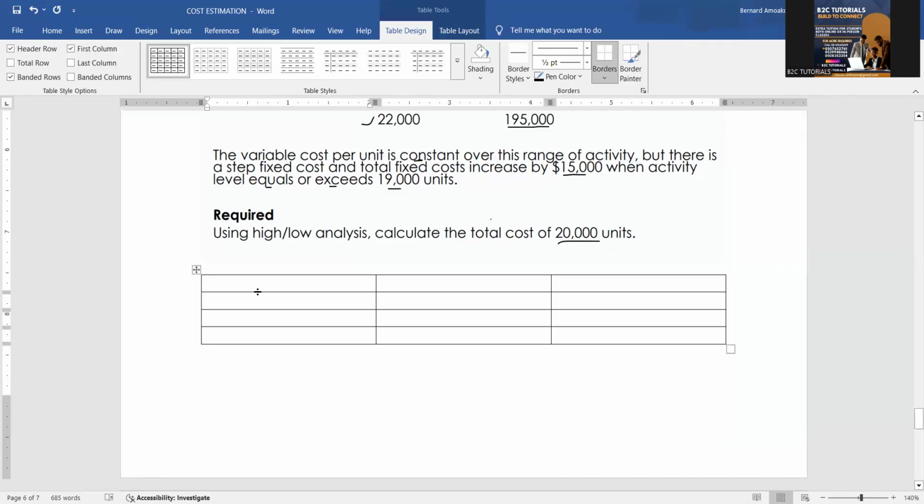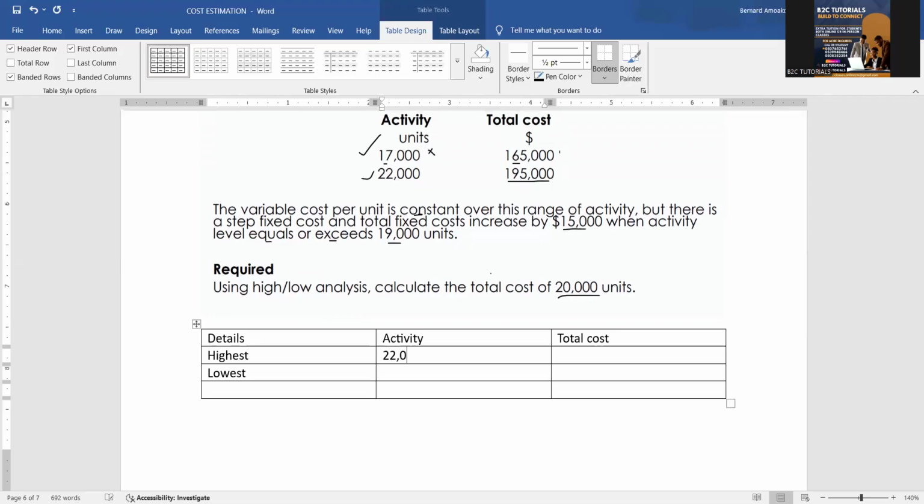Now we have, let's put here, details. We have activity, and we have total cost. Now what we're saying is that it's usually between the highest and then the lowest, but there are just two items here. So the difference between the highest and the lowest. Under the highest, the activity level was 22,000, its associated cost was 195,000. But then under the lowest, the activity level is 17,000, but then we can have its cost match it.